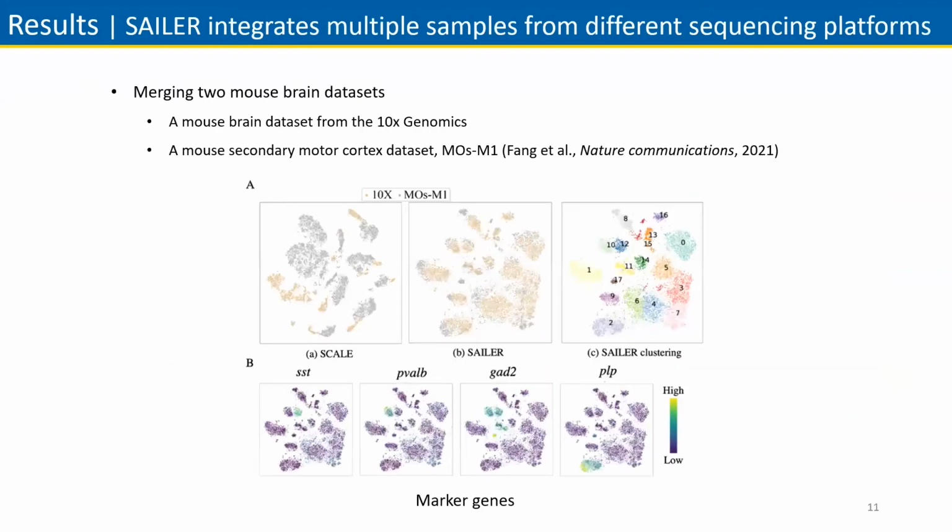We also use SAILER to merge 2 mouse brain datasets. Compared with the SCALE method, SAILER with invariant representation learning merges clusters from different batches together. We then run clustering on our embedding and visualize the gene activity scores of some marker genes to validate our clustering results. And it appears our method generates reasonable clustering results after integrating the 2 datasets together. Without batch effect correction, SCALE's cluster annotation is impacted by batch effect.